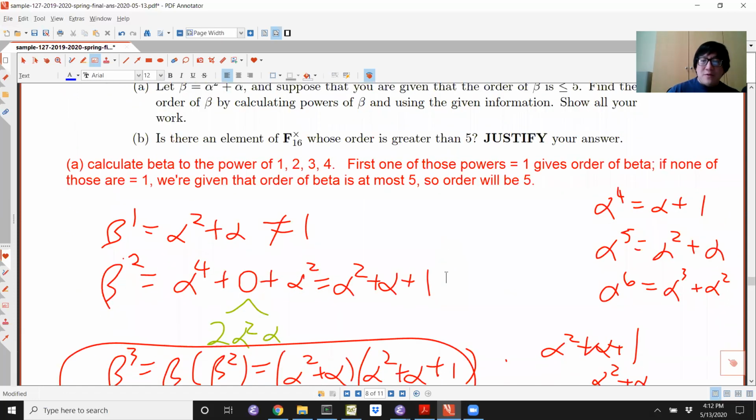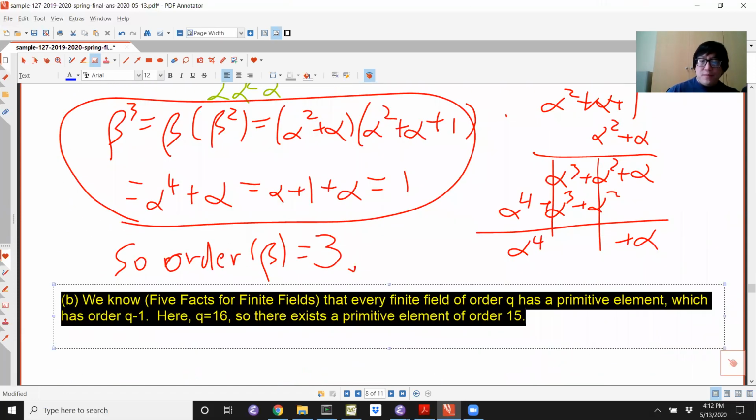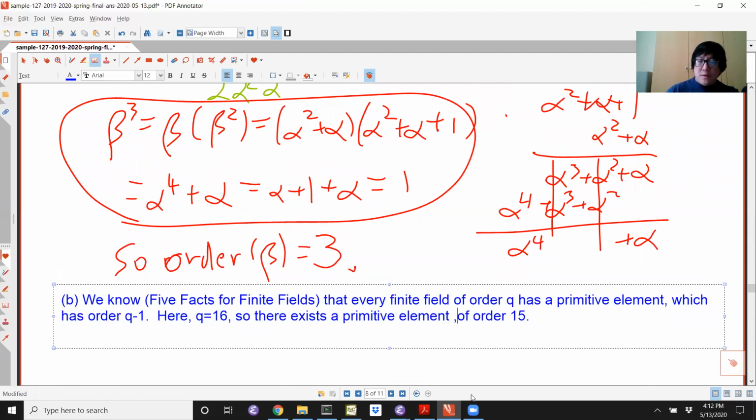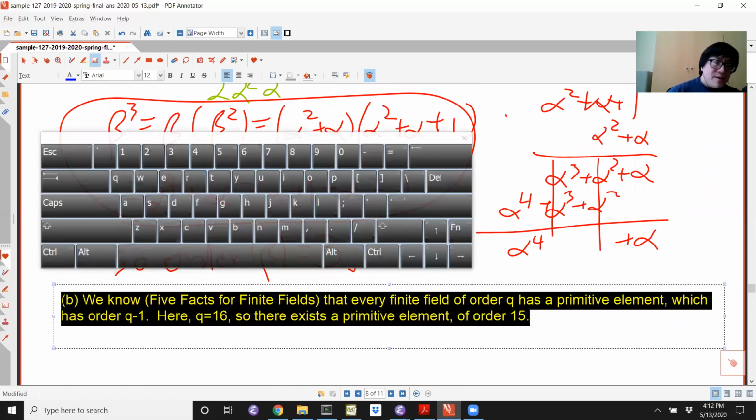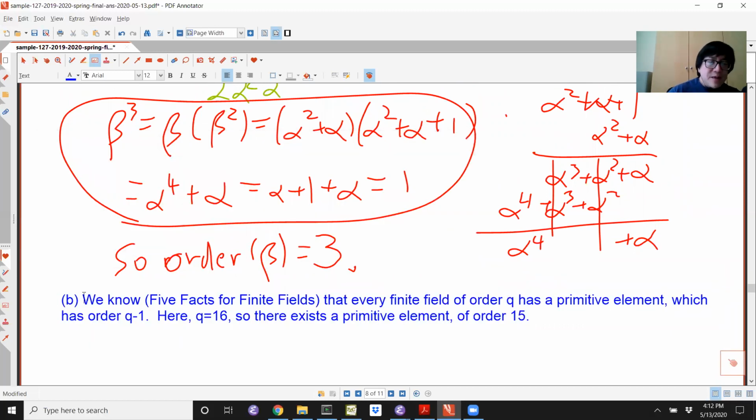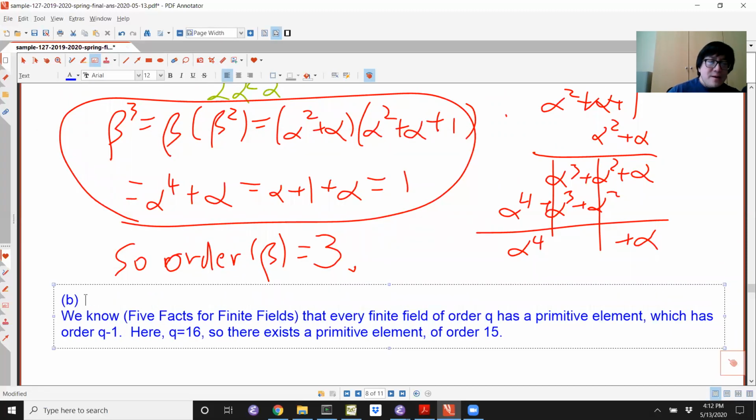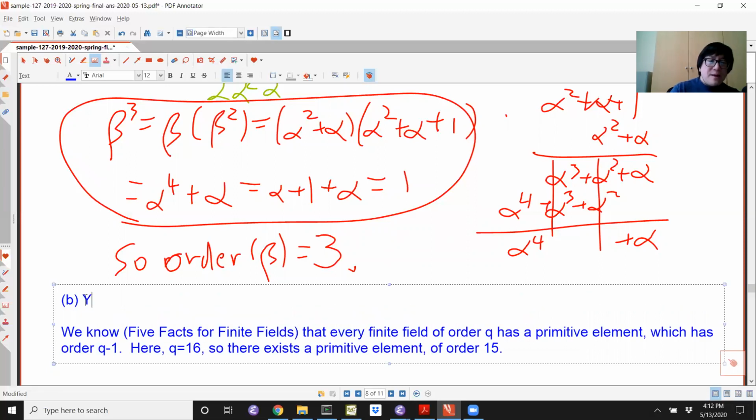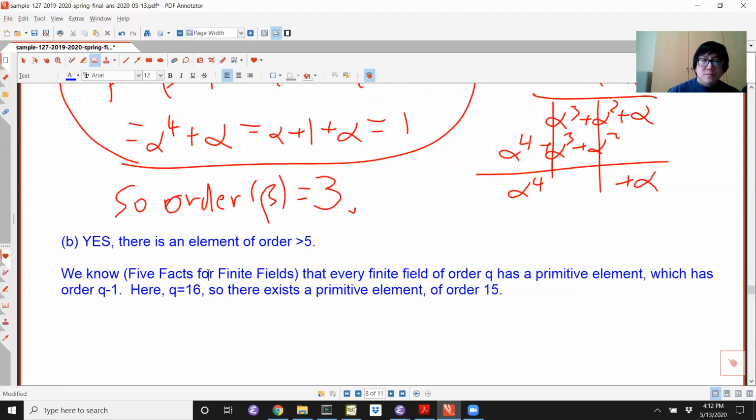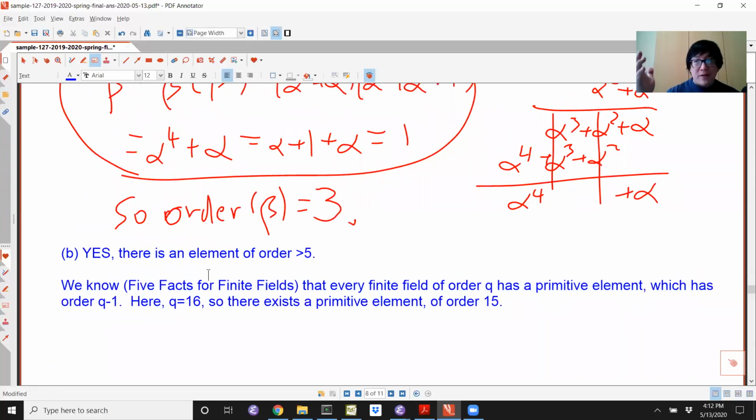Yeah, that's it. So is there an element of order greater than 5? The answer is, I guess I should have said that first, but since I'm typing and not handwriting, I can actually just say, yes, there is an element of order greater than 5. Yeah, and any primitive element is good.